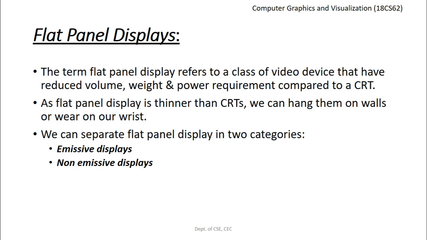And what are non-emissive displays? Non-emissive displays, or non-emitters, use optical effects to convert sunlight or light from other sources into graphic patterns. They do not emit light; they use optical effects to convert the sunlight or light from some other source into the graphic patterns. An example of a non-emissive display is the LCD, or liquid crystal display. Liquid crystal displays do not generate their own light, they use light from an external source or some other light source.